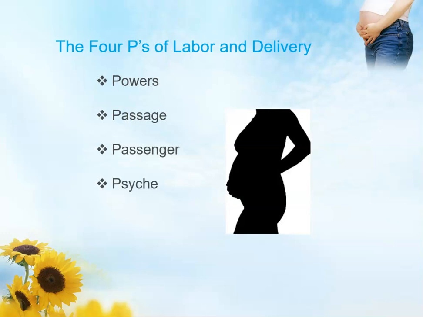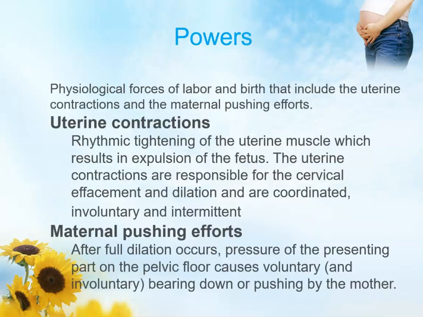So we say the 4 P's of labor and delivery: the powers, the passage, the passenger, and the psyche, and we're going to go over each one of these. So the powers, this is the physiological forces of labor and birth that include the uterine contractions and the maternal pushing efforts. So it's not just the forces of the labor contraction, but it's mom's actual ability to push. The uterine contractions are rhythmic tightening of the uterine muscle, which results in expulsion of the fetus. The uterine contractions are responsible for the cervical effacement and dilation and are coordinated, involuntary, and intermittent.